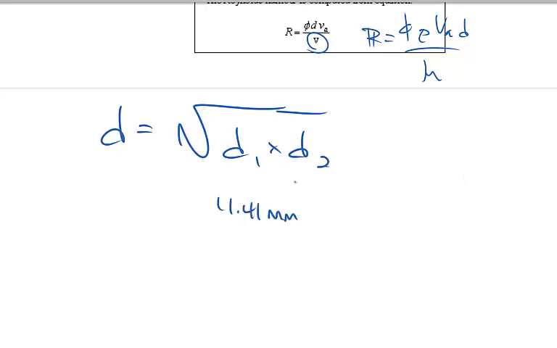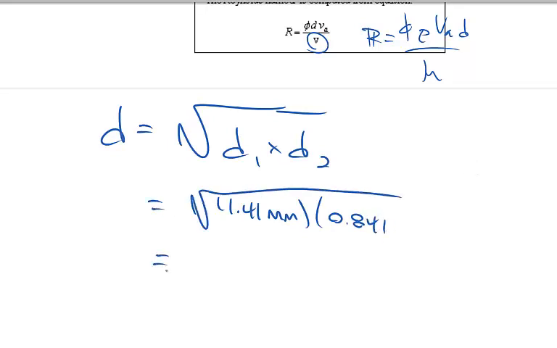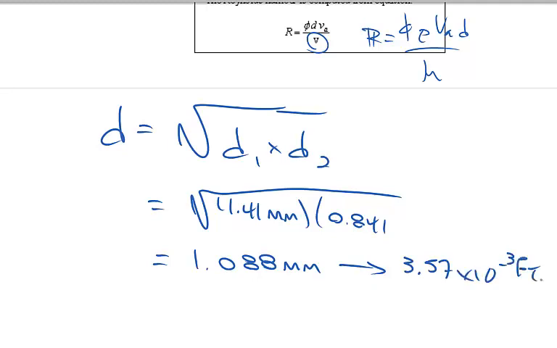So for this one, 1.41 millimeters is for the number 14 sieve, and this would be multiplied by 0.841 for the number 20 sieve, and all that to the square root. We can solve that, and that gives us 1.088 millimeters. Let's convert that to feet, so that's 3.57 times 10 to the minus 3 feet, just to keep all these units consistent in these calculations.